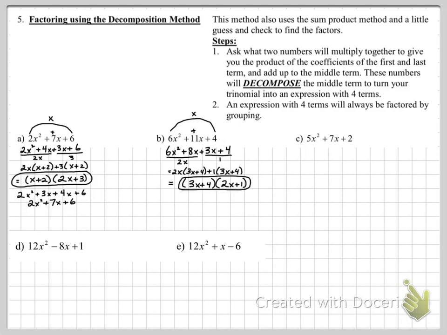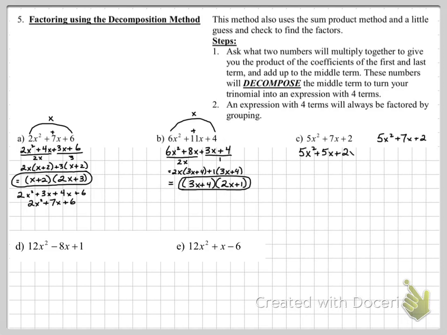In the next one, 5x squared plus 7x plus 2. This time I'm going to do it both ways. I'm going to show you, it doesn't matter how you decompose the middle term in the order, you're still going to get two factors that are going to be the same. So I'm going to do it twice.